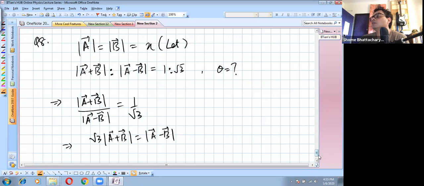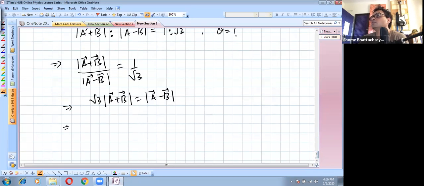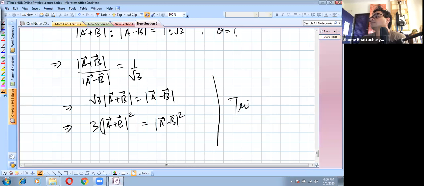Now just apply the formula. In fact, you can even do one thing. You can square both sides before writing the formula. So 3 times mod of A plus B whole square is equal to mod of A minus B whole square. Now just apply that triangle law formula. But in that, take mod A equal to mod B equal to X. So by applying that formula you get a very simple result, and X will cancel out.